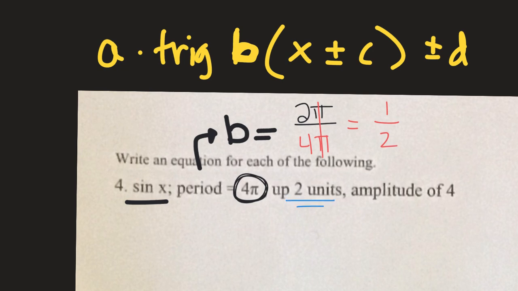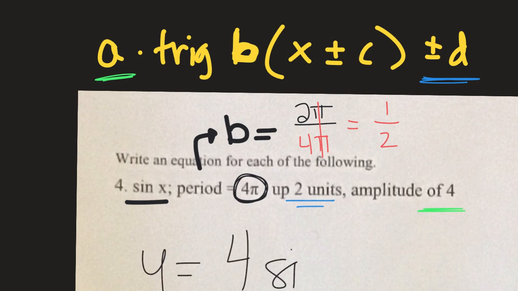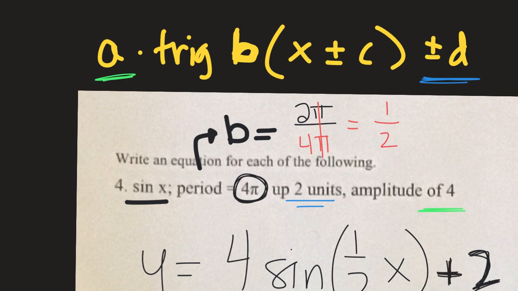Okay, so there's your vertical shift of up 2 units. That's the d part. And then the amplitude of 4, well, that's your a part. So now we have enough to write our equation. y equals 4 times the sine of 1/2 x, right? So there's your b value, 1/2 x, and then plus 2, that's your d to move your graph up 2 units. Okay, if you want to, you can put the 1/2 x completely in parentheses, but it is not necessary to do that.